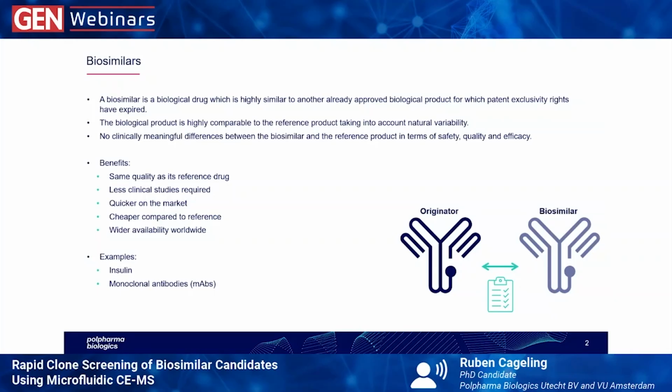So what are the benefits of this? First, of course, you have the same quality as the reference product. This means also that you have to do less clinical studies. You only have to prove that they work the same, meaning that the product, you already have a target, so it's quicker on the market, making it therefore also cheaper compared to the reference. And this also opens markets worldwide, making it more widely available because of the lower price points. And some very famous examples are insulin and monoclonal antibodies. And these monoclonal antibodies are mainly where Polpharma is well versed.